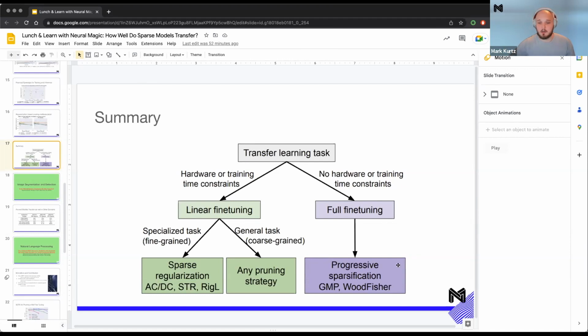Because for linear fine tuning, we can actually get speed ups on training, whereas for full fine tuning, we can't. Both of these, all of these pathways, will generate similar models that will get the same performance at inference time. It's just a question of, can you get speed up on training, and what is the accuracy that you get out of that? Yeah, great question.